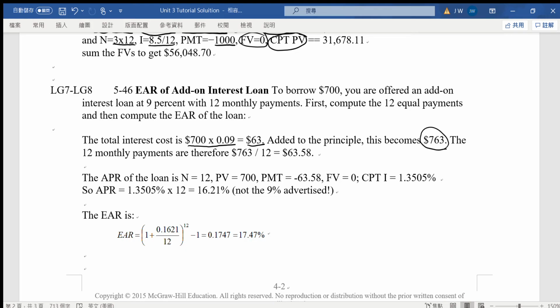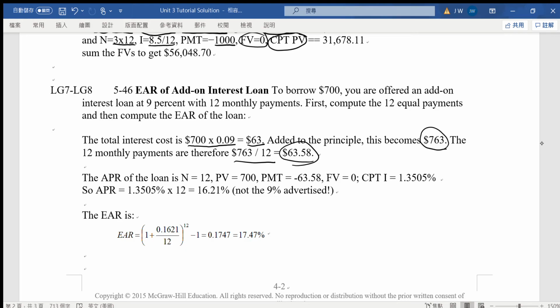It is add-on interest. Now you are required to pay by 12 monthly payments, a 12-month installment. That's why you need to divide it by 12, and every month you are required to pay $63.58. But that is the monthly payment. And what will be the EAR? You will find that we need to work out what will be the interest rate related to this loan. That's why first of all we need to work out the APR of this loan first.